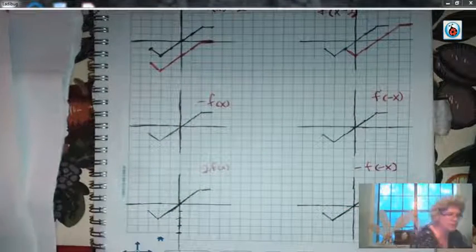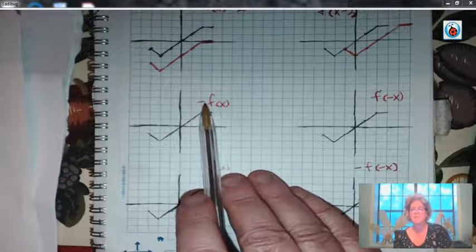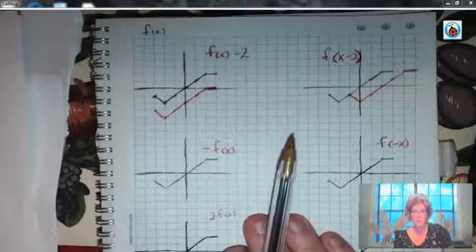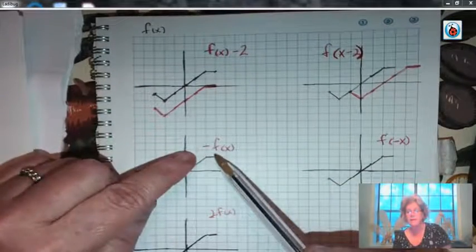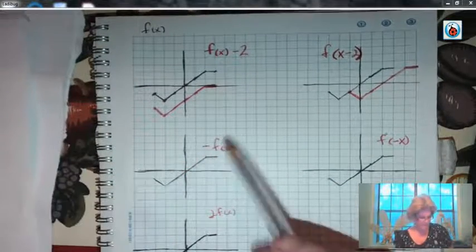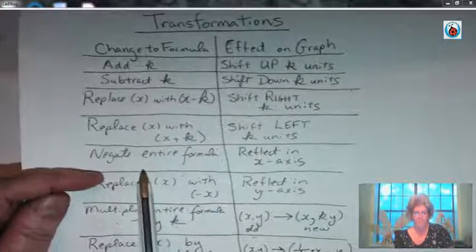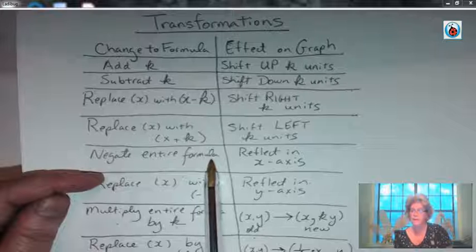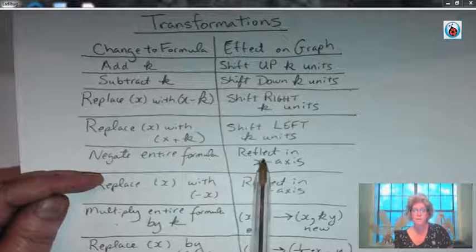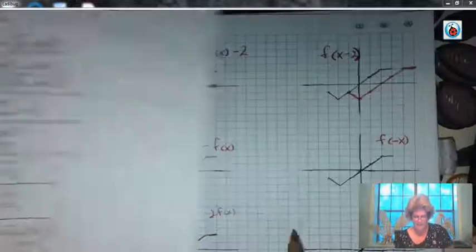Okay, so now what about this one? We have a negative sign out the front. So whatever the formula for f of x was, it has been completely negated. And on the list of transformations, if you negate the entire formula, so if there's a negative sign out the front of the entire formula, then the transformation is it gets reflected in the x-axis.